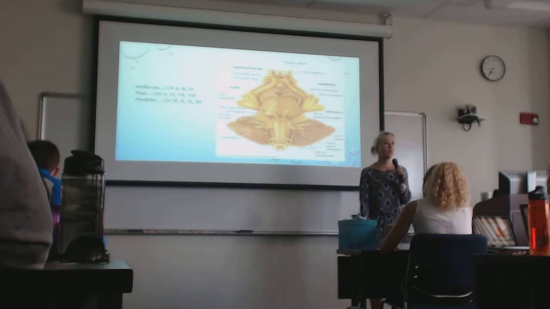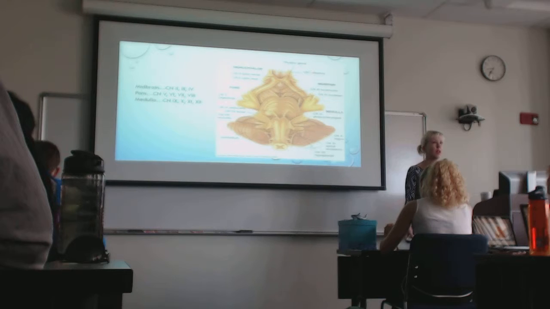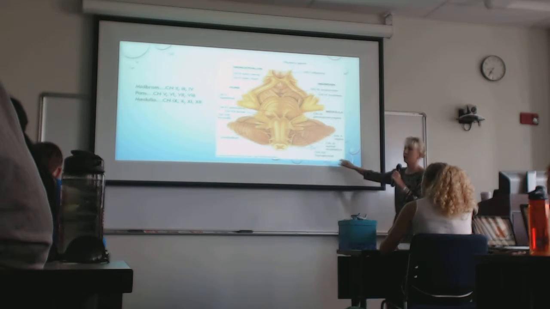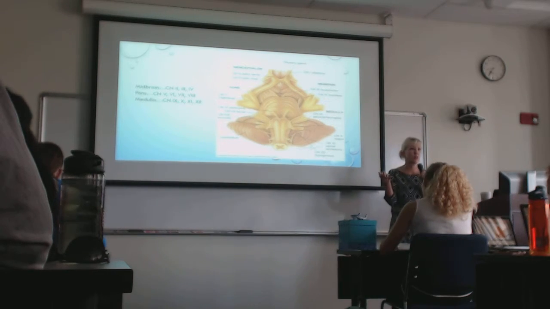At the level of the pons, you have 5, 6, 7, and 8. And at the level of the medulla, you have 9, 10, 11, and 12. And that's basically where they come out. This is if we're going to flip the brain upside down and look at the undersurface.